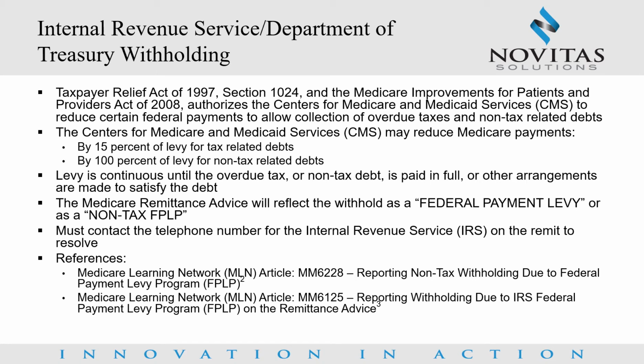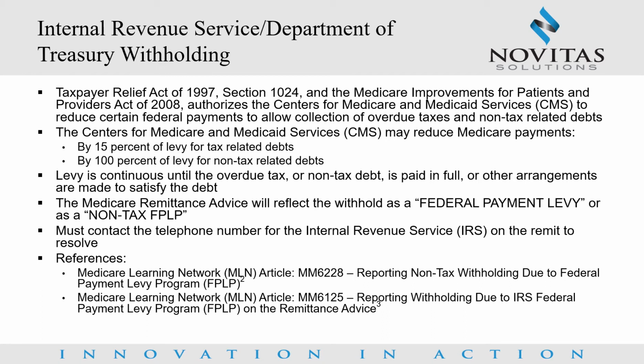The Centers for Medicare and Medicaid Services may reduce tax-related debts by 15% of the payable amount or reduce non-tax related debts by 100% of the payable amount. These levies are continuous until the debt is paid in full or other arrangements are made to satisfy the debt.